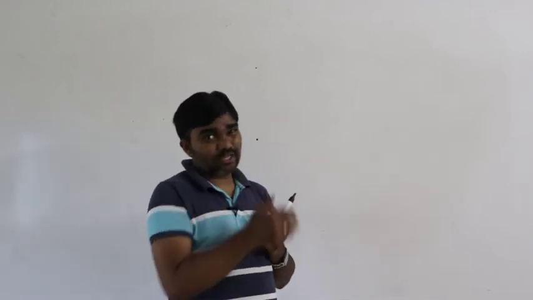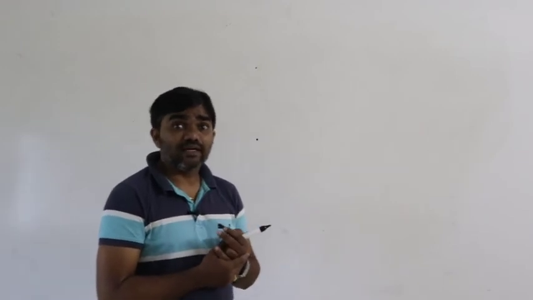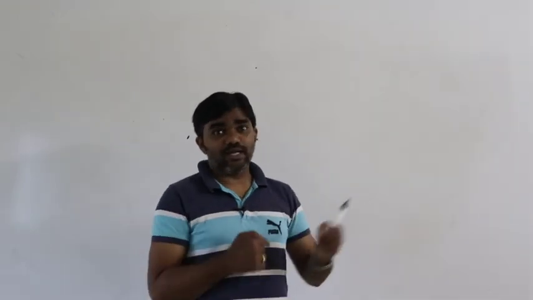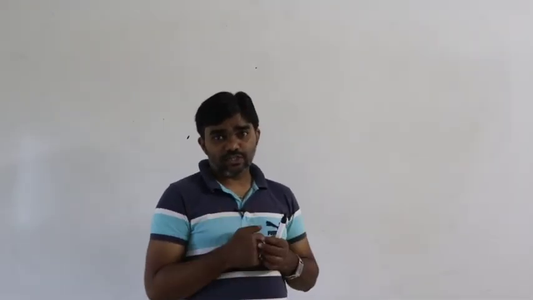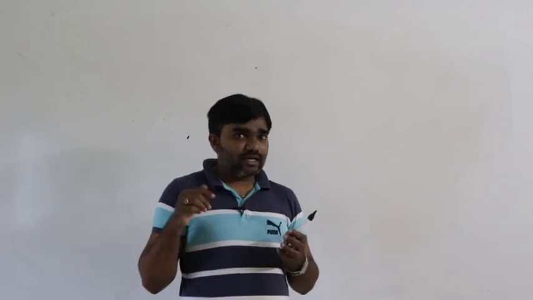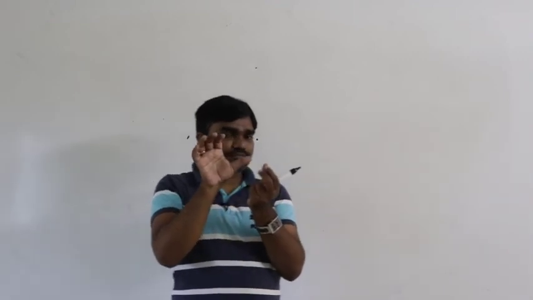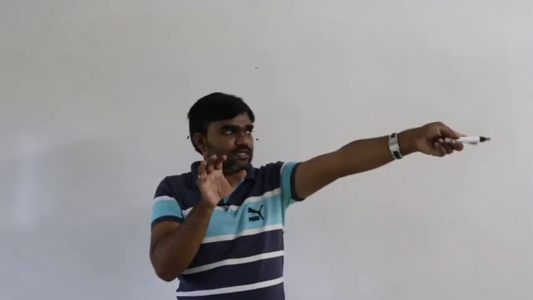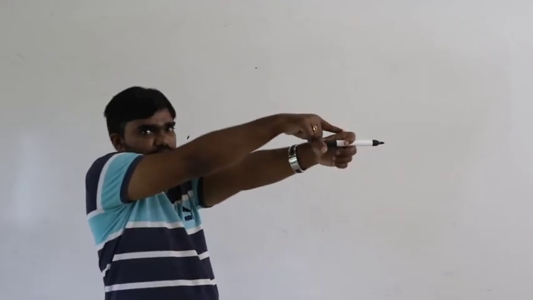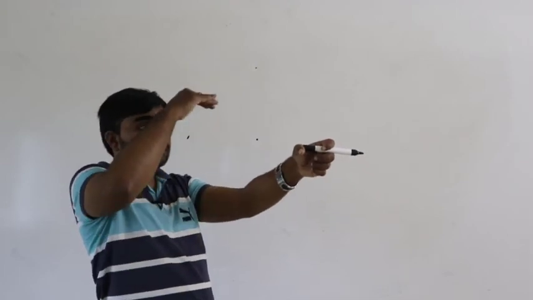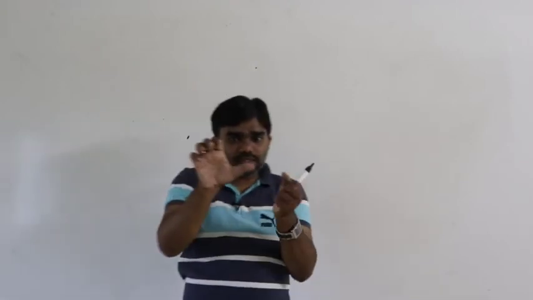For example, if a straight current carrying conductor is placed in the east west direction, and the current is flowing towards east, this is the direction of flow of current. What is the direction of the magnetic field above the conductor? So here the thumb indicates the direction of the current from west to east.